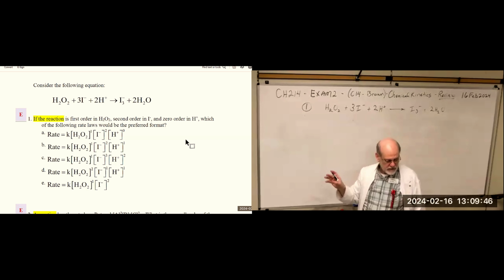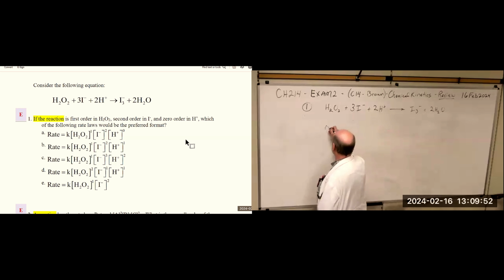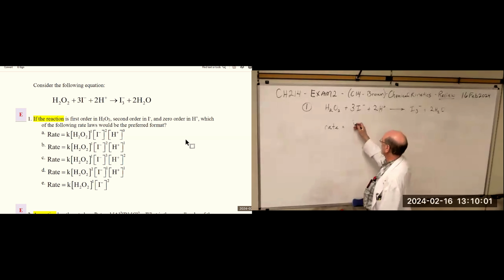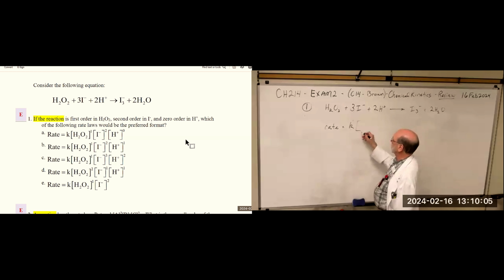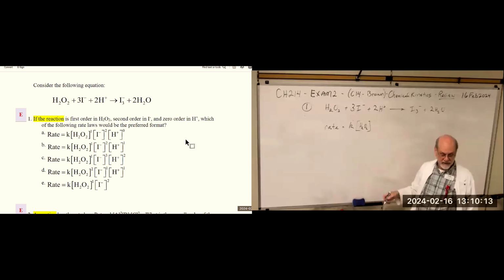But the question is, what's the rate law? We can't determine the rate law from that. What we need is more information. And that's given in the rest of the problem. First order in H2O2. So we have a rate constant, then we have concentration of H2O2 to the what power? First power. So I don't write anything up there.